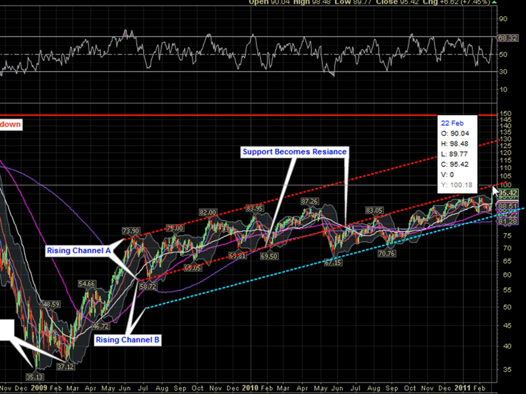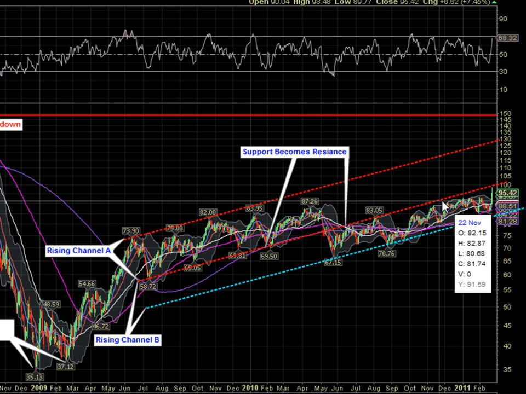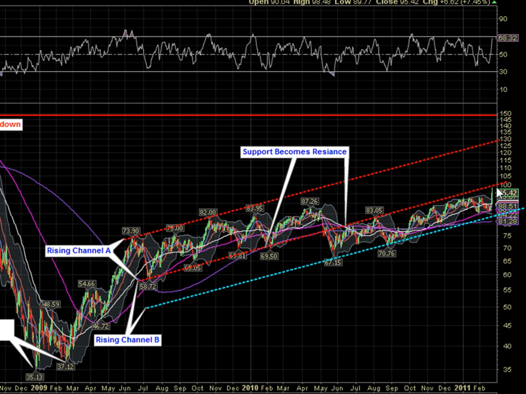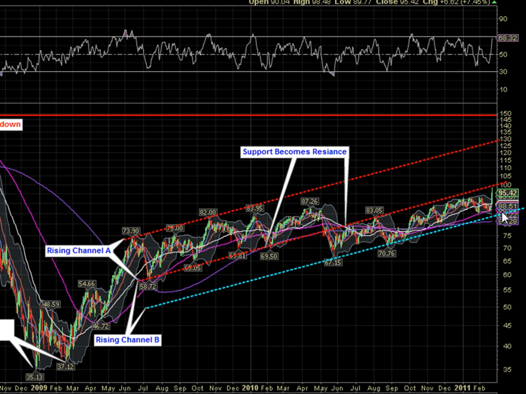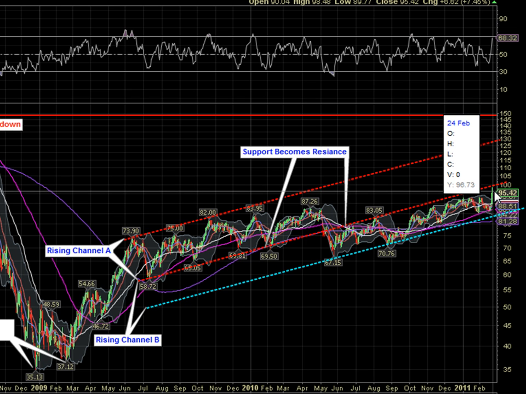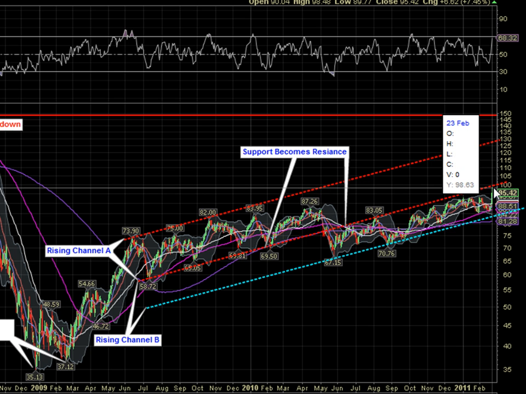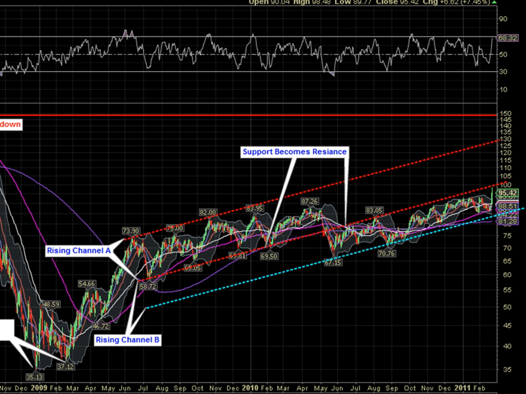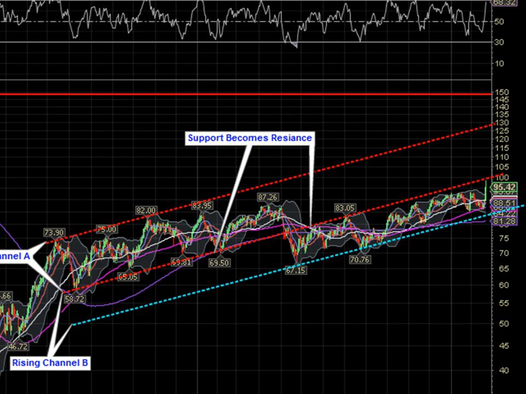Now, if we do not break above this resistance, it does suggest that we are going to remain within channel B, and we could very shortly see a pullback in the oil price. We could come down to the mid $80 range. That I would probably feel as unlikely. With the new fundamental change in the oil price, we very likely are going to see this resistance line be broken. So keep an eye on that.